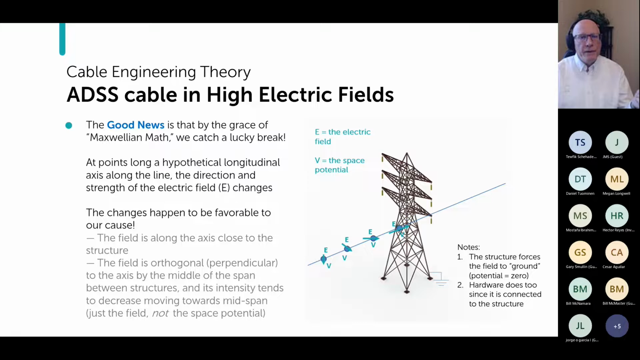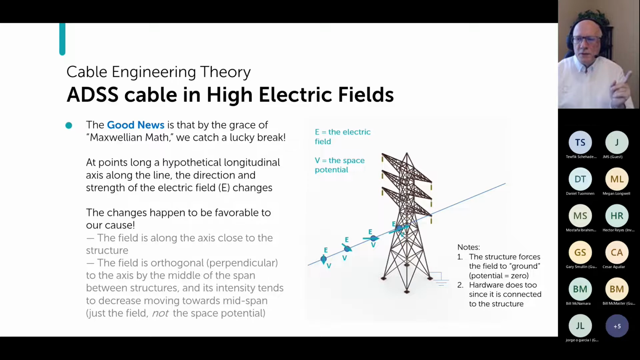But it turns out that there's good news, and that is that the way the math would actually work and how things would be applied in the field, things get a little bit simpler for us. So if I put a hypothetical longitudinal axis through a structure and look at the field on that, I would actually find that there are a couple of changes that actually help us out. Now, for those of you that are electrical engineers, you'll see that I drew these vectors in this direction.